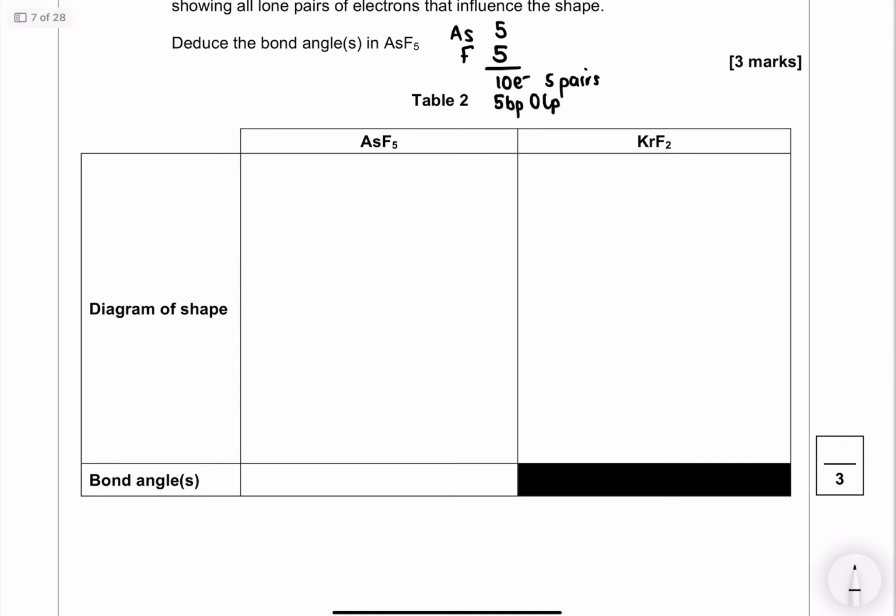Now we need to recall how that shape would spread itself out. And if we remember that when we've got 5, we have 1 vertically and 1 vertically below, and then we have a triangle around the centre. So we need to draw in 3 dimensions to represent the bond coming forward, the bond going behind, to represent that triangle in the middle.